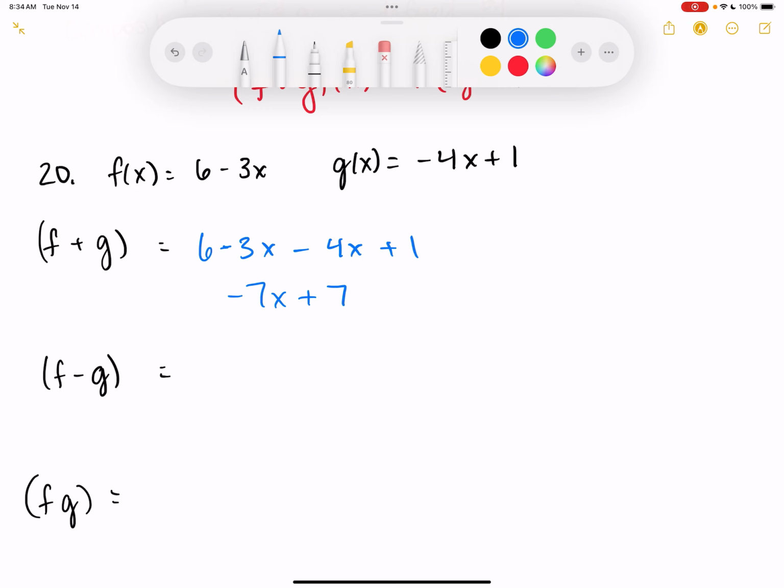For f minus g, we do 6 minus 3x minus, and then all of g of x. Since there are different signs over here, I would recommend you put it in parentheses so that you don't mix up the signs. So then I've got negative 3x minus a negative 4x, so that's plus 4x, so that's going to be x. And then 6 minus 1 is 5. So that one will result in x plus 5.